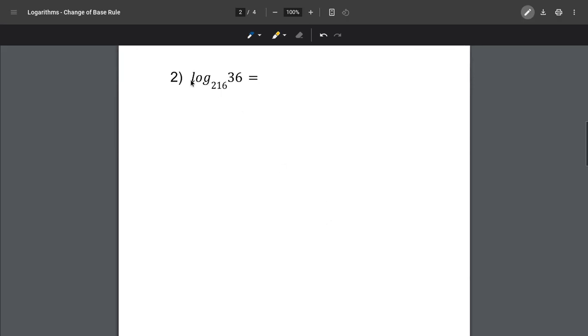All right, the second one, we have a log with the base of 216 of 36. I'm going to use my change of base rule. I'm going to say log, and I have to pick a good base here. So I want a number that I can multiply by itself enough times to get both 36 and 216. That number is 6. So I'm going to do log base 6 of 36 over log base 6 of 216.